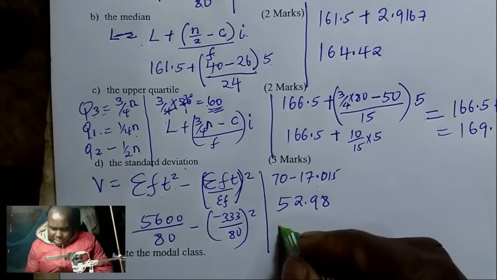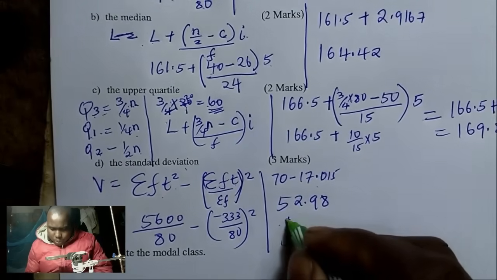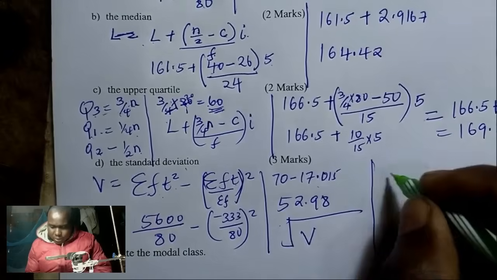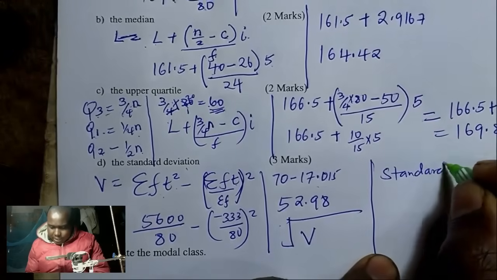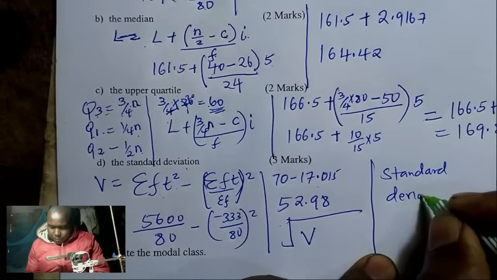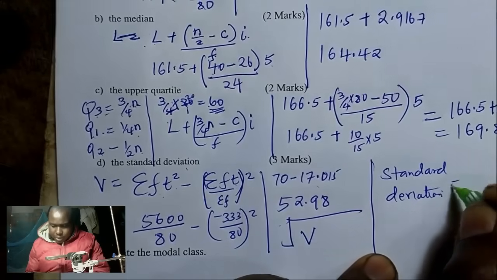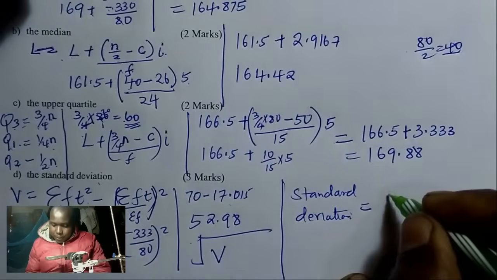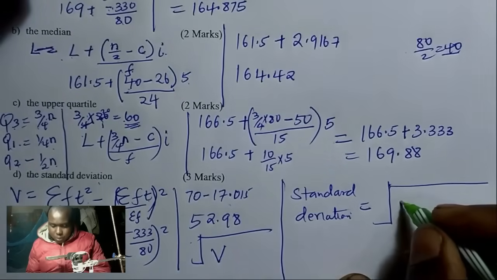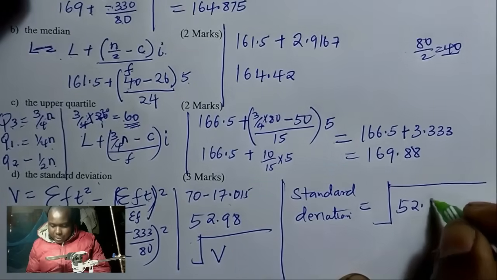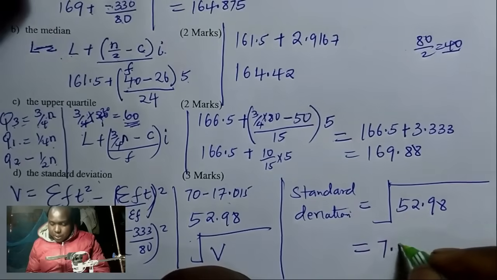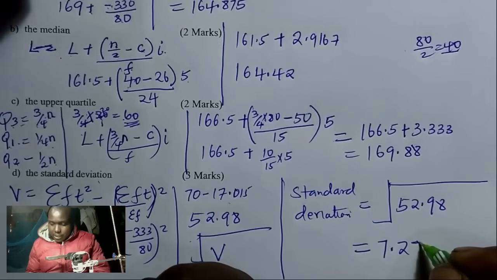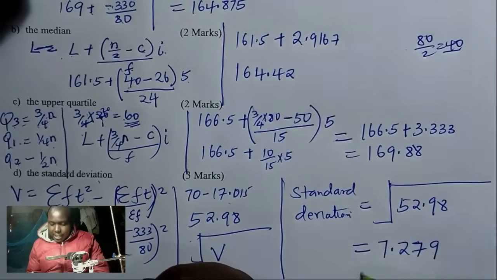But tunajua standard deviation is equal to the square root of variance. So standard deviation is equal to the square root of 52.98, and that is 7.279, and that is it.